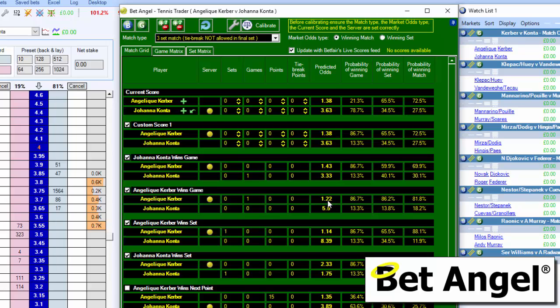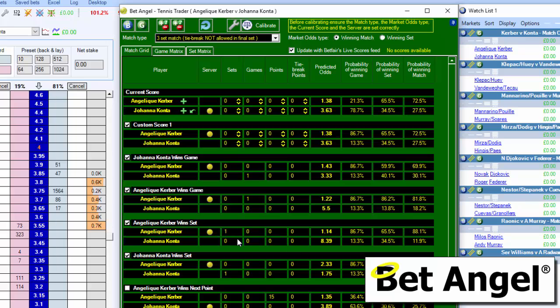Now that may actually present a better opportunity for you to lay, because I've just been looking at some stats which say that Kerber struggles to hold a break in the first set, and there's a good chance that that will happen. So let's say that Kerber goes up early in the first set. Then you could get a lay on Kerber at 122, and then if Konta goes on to win the set, then you can see the odds will be 233. So the payoff is just that much bigger.